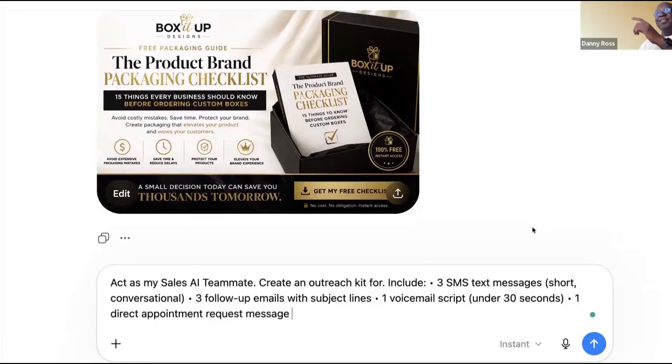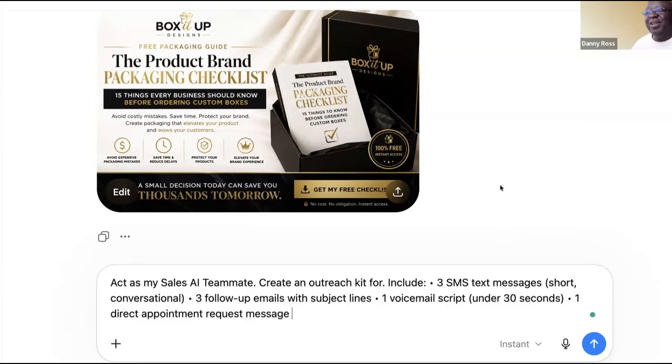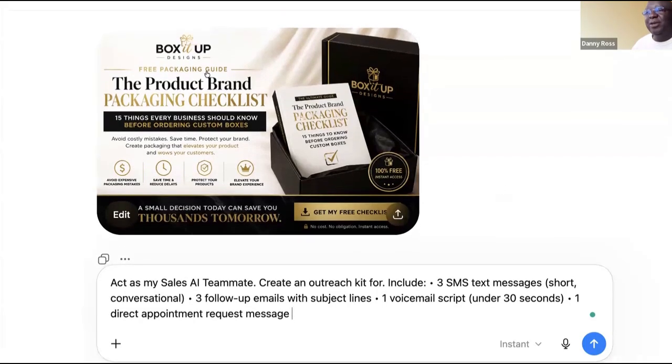Actually, you know what's funny about this one? Even though it kind of is like your colors, it's actually using the colors that are bleeding over from mine. And so that's where it looks almost right, but it's not quite right. But it is better. The product branding checklist, 15 things everyone should know before. And it's doing pretty good. I like it. Get my free checklist. And then you make that a call to action that goes wherever you want it to go.